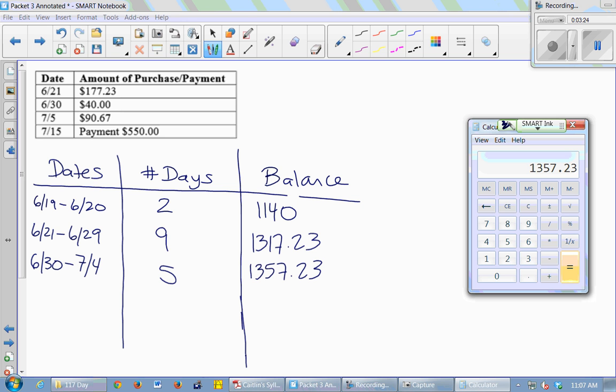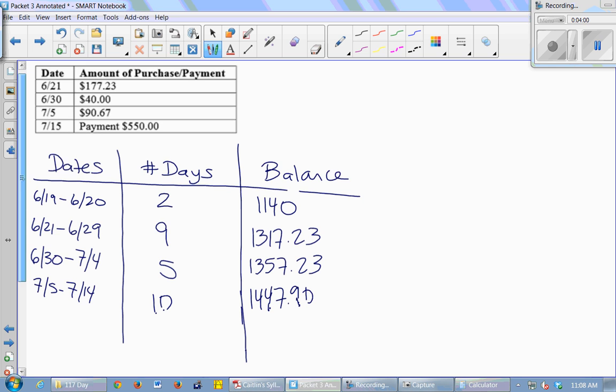All right, and then starting on the 5th, and up until I made this payment, so until the 14th, I put another $90.67 on the card. And so that's $1447.90. And the 5th to the 14th, so we've got 5th, 6th, 7th, 8th, 9th, 10th, 11th, 12th, 13th, 14th. That's 10 days.